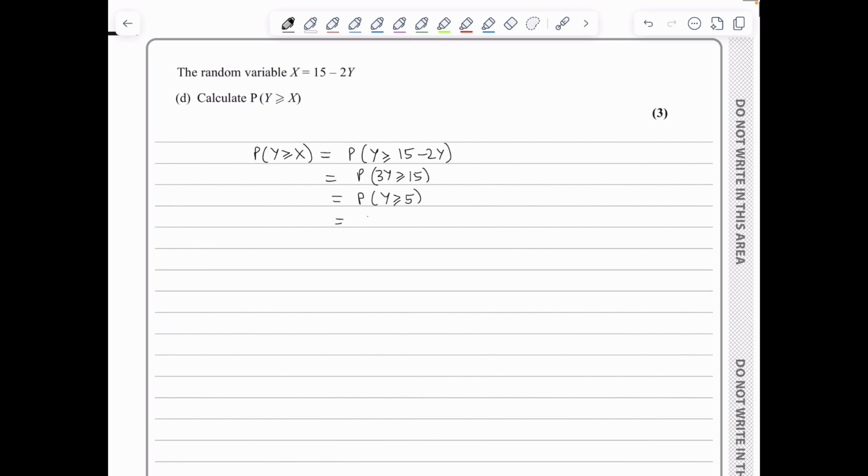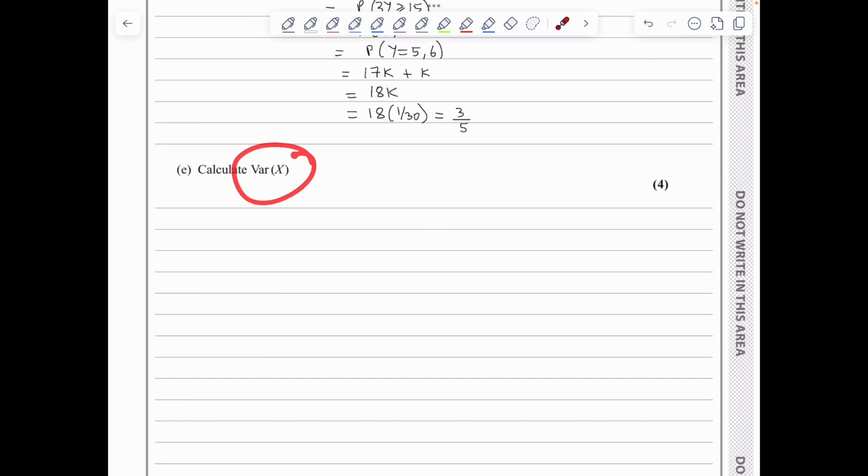Well, this simply means that y could be 5 or 6, which means we're looking at 17k. That's the probability of y being 5 plus k, which is the probability of y being 6, which is 18k, which is 18 times 1 over 30, the value of k, which simplifies to 3 over 5. And in part D, we need to calculate the variance of x. Well, I will start by calculating the expectation of y squared, which is each outcome squared times the associated probability.